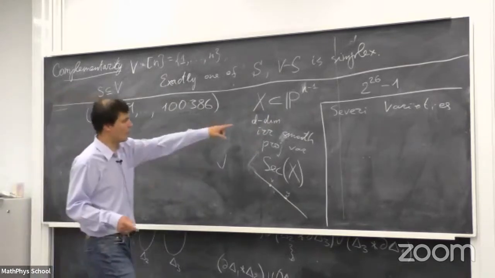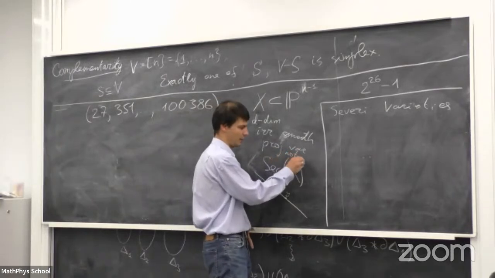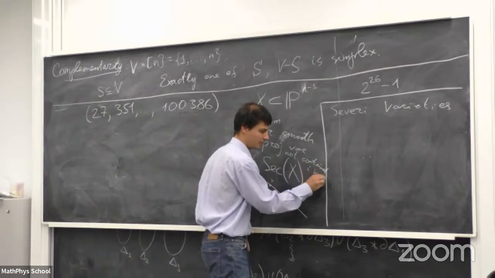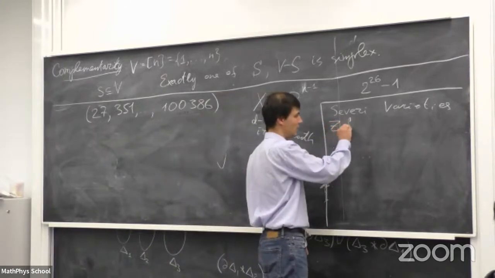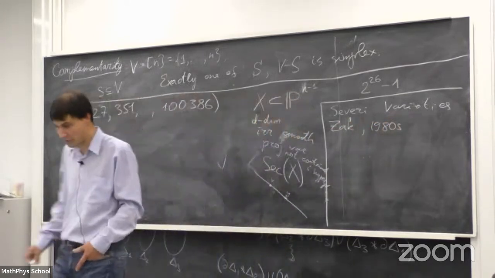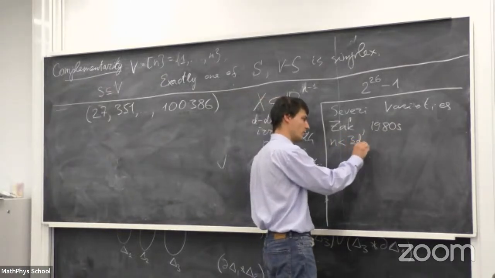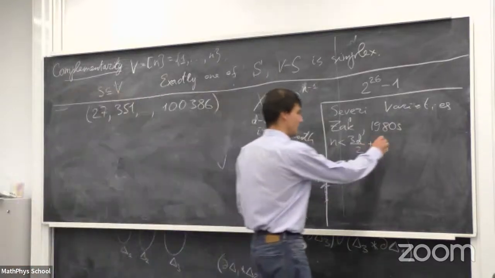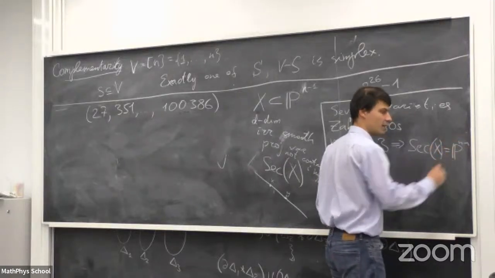Well, I forgot one condition. Suppose that this variety is not contained in a hyperplane. Then there is a theorem by Zak, from the 1980s. And the theorem is as follows. Assume that n is less than or equal to 3d over 2 plus 3. Then the secant variety is the whole projective space.